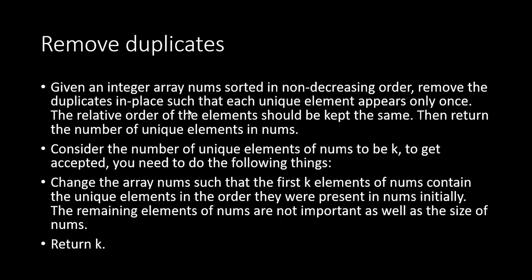What you need to do is remove the duplicates in place, without using any additional array, in a way that unique elements appear only once. All the unique elements should be in increasing order, in place replacement, and they should only appear once. That's why they are unique. And the relative order which was there in the original array should be maintained. So let's say there is 1 2 3. After the operation it should be 1 2 3 only, not 1 3 2 or something else.